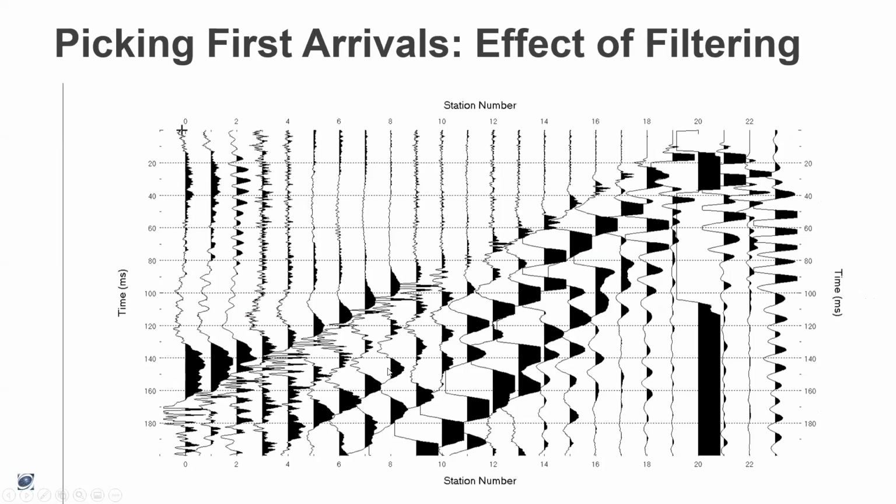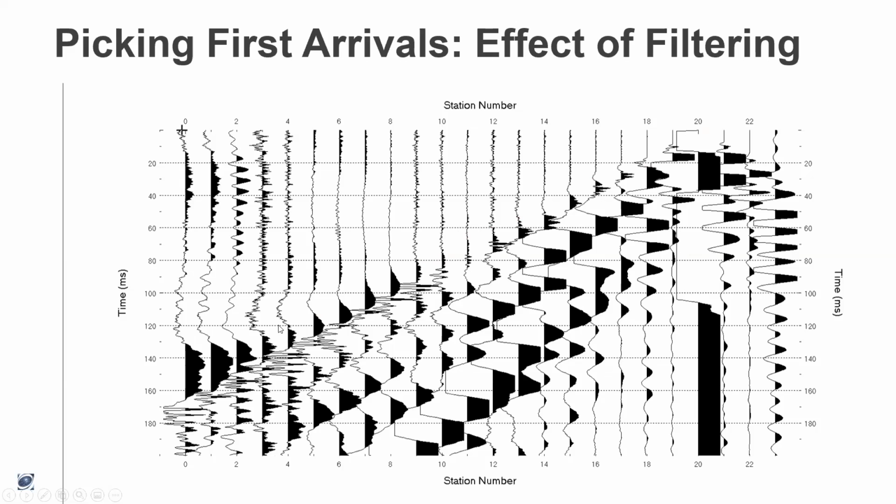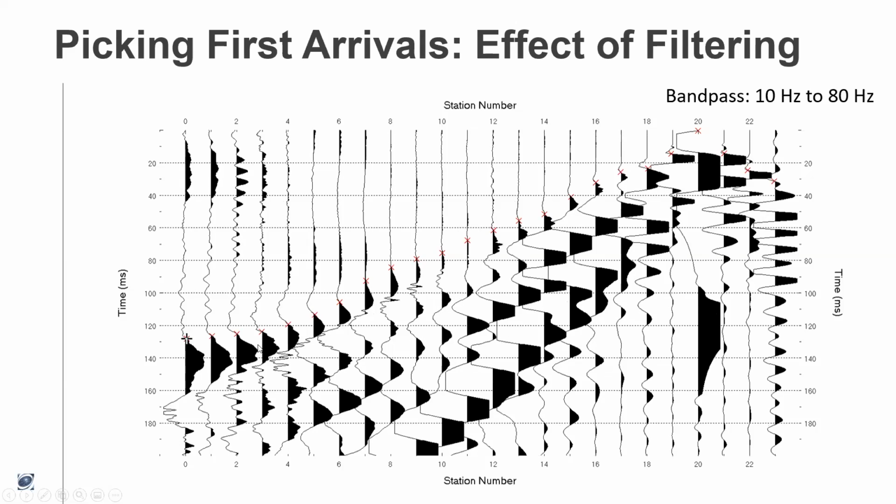One common technique to improve picking in noisy data, so this is a pretty noisy data set. We've got some cultural noise. It looks like we've got some vehicle noise. We've got a pretty strong air wave. So one common way we can improve our ability to pick this data is by applying a bandpass filter. So here I applied a 10 to 80 hertz bandpass filter. And we can see that especially through here, it has improved the clarity of the first arrivals.